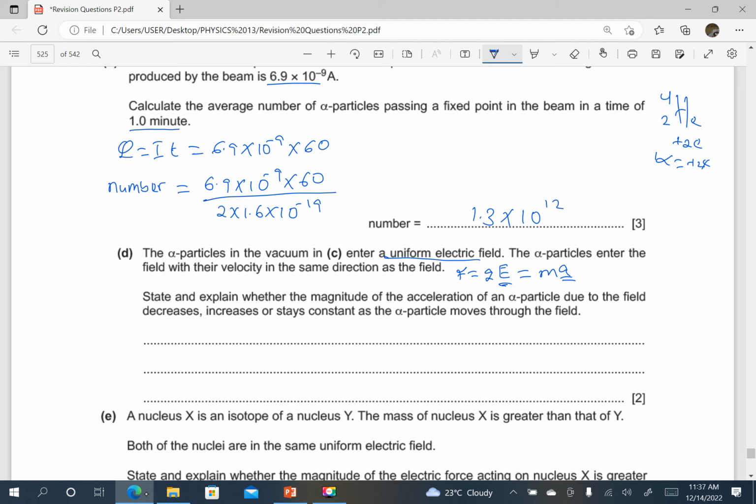So we can say the magnitude of the electric force is constant. The magnitude of the electric force is constant, so the magnitude of acceleration is constant. So the magnitude of acceleration stays constant.